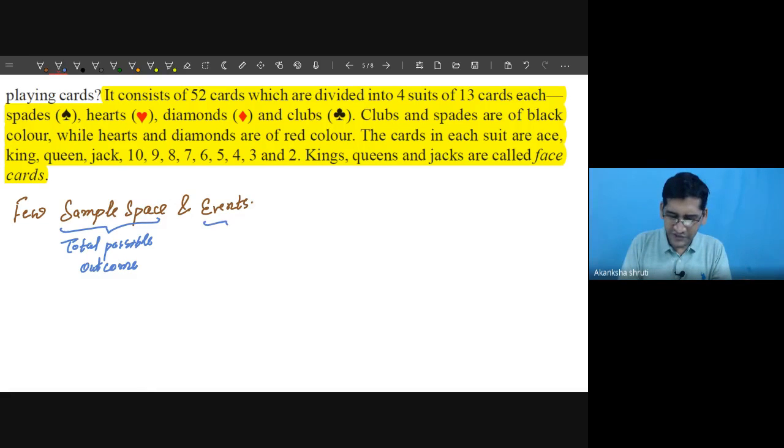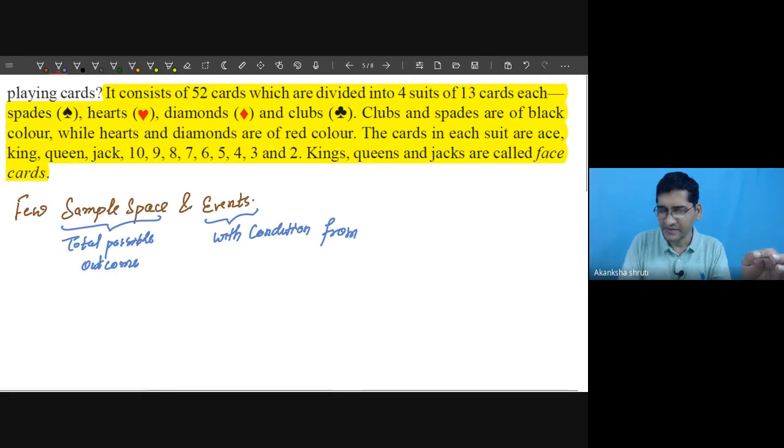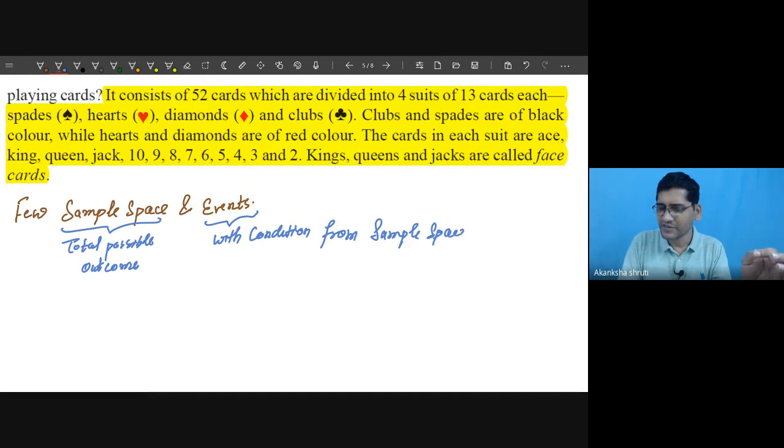Then the event, the condition: apply the condition and search it from the same sample space. So with the condition, from the sample space, each outcome of the sample space you have to write separately. Okay, let me take a few examples.